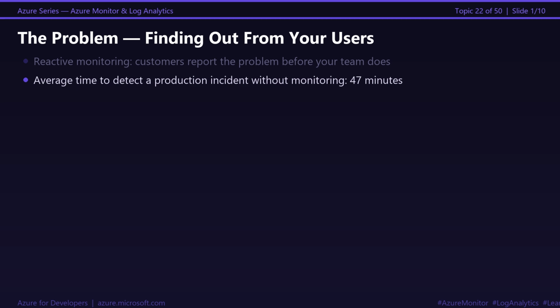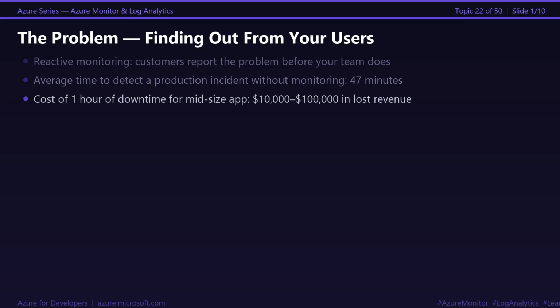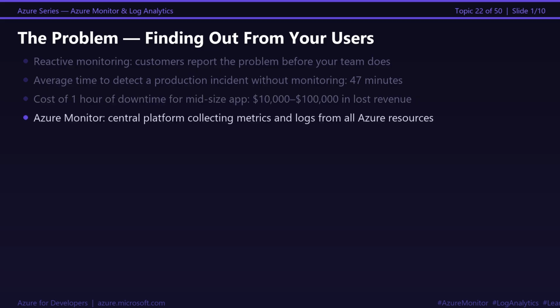This is not a technology problem. It is a monitoring problem. The data was there. The failure was happening. But nobody was watching. Azure Monitor exists to make sure this never happens to you again. It is the central observability platform for everything running in Azure. Metrics, logs, traces, alerts, all in one place. By the end of this video, you will know exactly how to set it up, so that you find the problems before your users do.